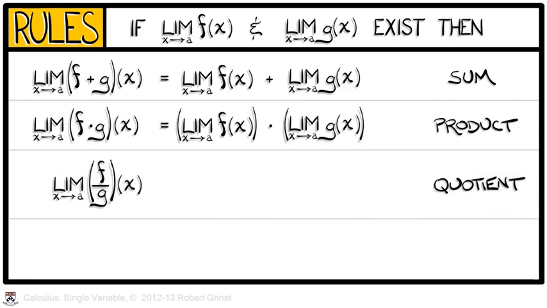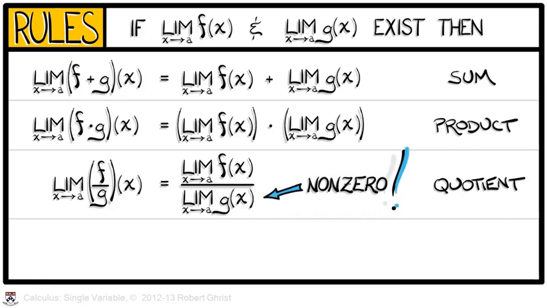There is, likewise, a quotient rule that the limit of f divided by g is the limit of f divided by the limit of g. Now, at this point, you've got to be a bit careful. If that denominator is 0, well then, this limit may not exist.